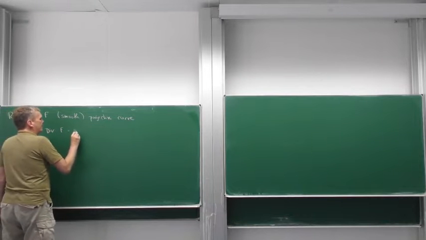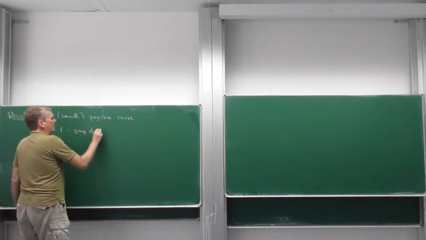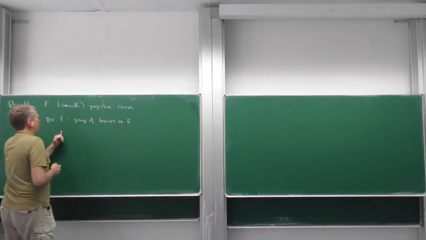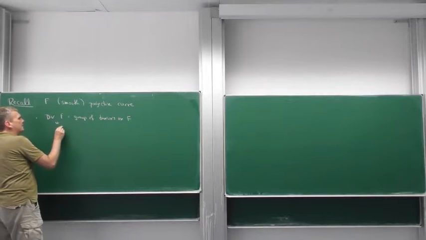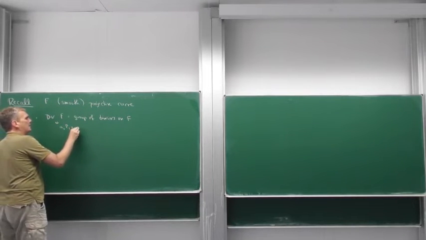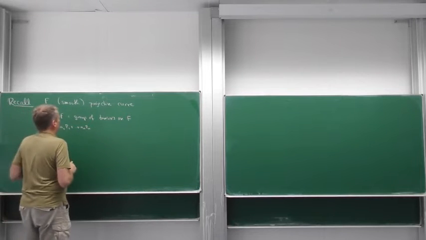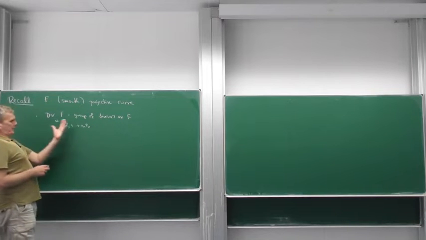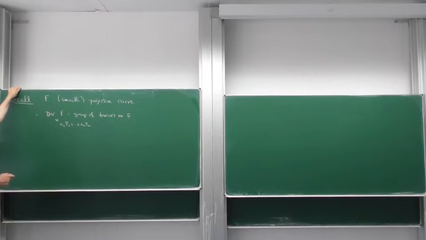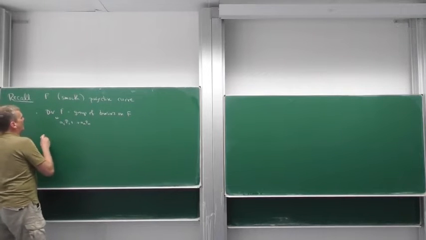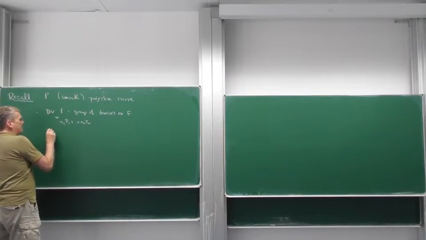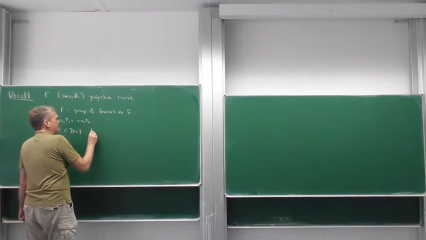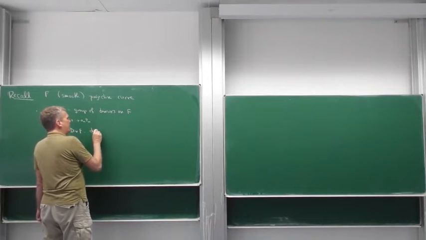So div F is the group of divisors on F, where a divisor is a finite formal linear combination of points with integer coefficients. So you can write it as a1 P1 plus ... an Pn, where the ai are integers and Pi are points on the curve. In other words, it's the free abelian group generated by the points on the curve. So we had inside there the subgroup div 0 F. These were divisors of degree 0. That means where the sum of the ai is 0.